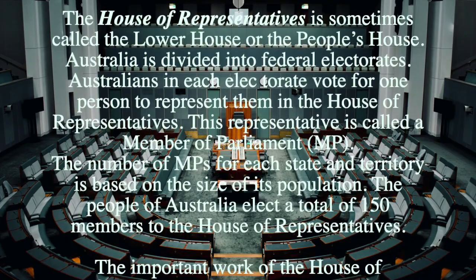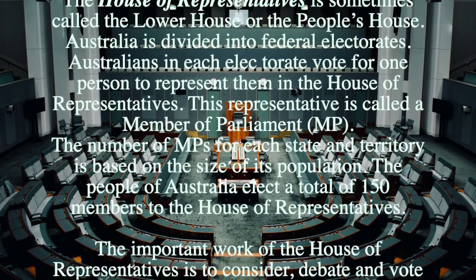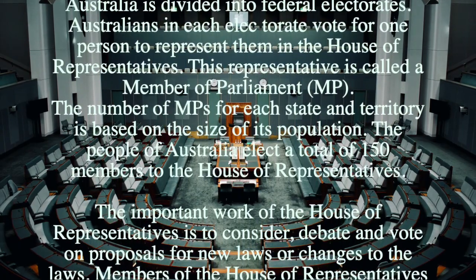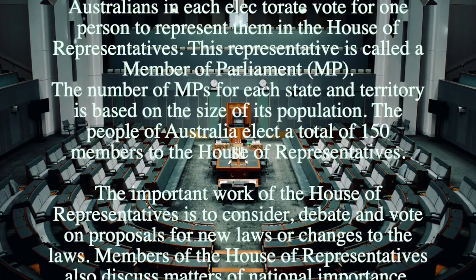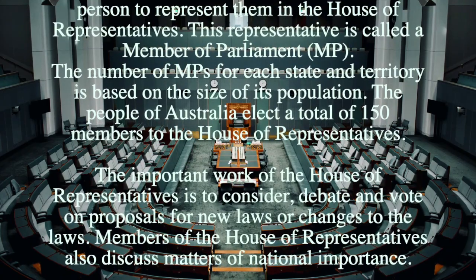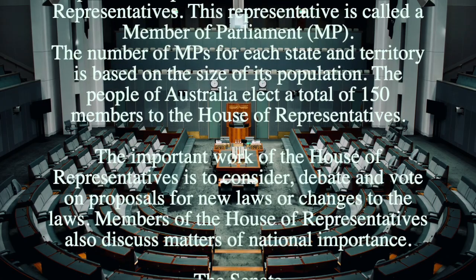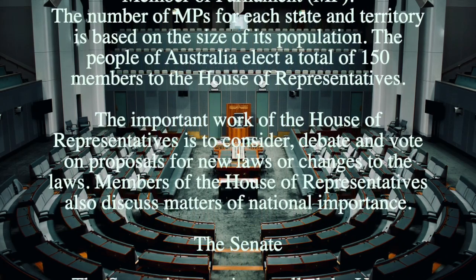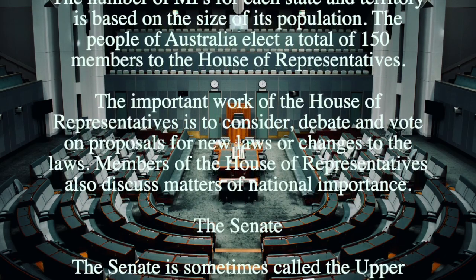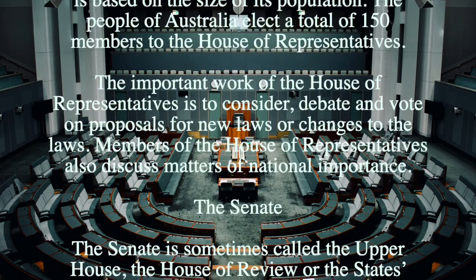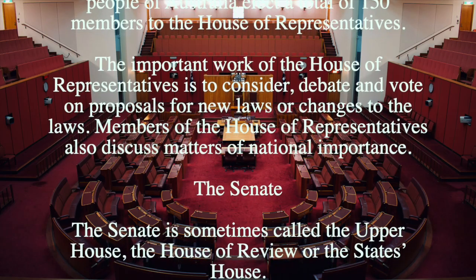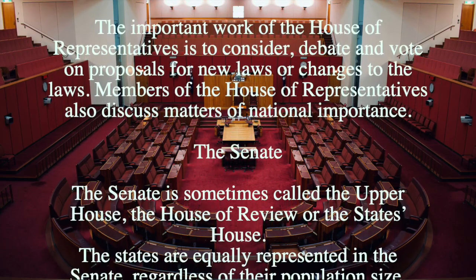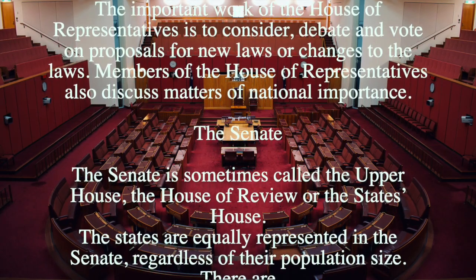The number of MPs for each state and territory is based on its population. The people of Australia elect a total of 150 members to the House of Representatives. I will repeat that: Australia elects a total of 150 members to the House of Representatives. So remember that number. The important work of the House of Representatives is to consider, debate, and vote on proposals of new laws and changes to the laws. Members of the House of Representatives also discuss matters of national importance. So that's the job they do. You can go back and repeat my explanation, because that's important for your exam.